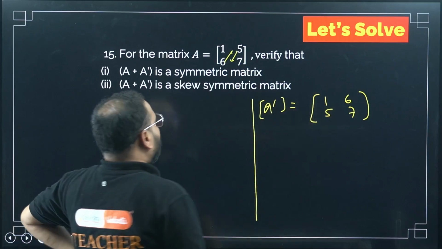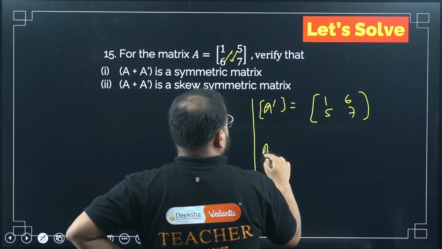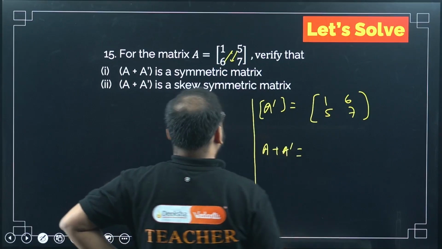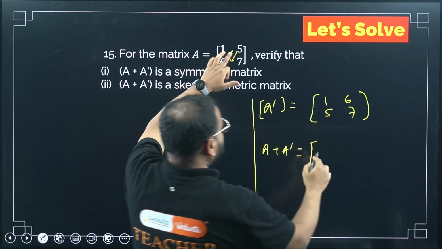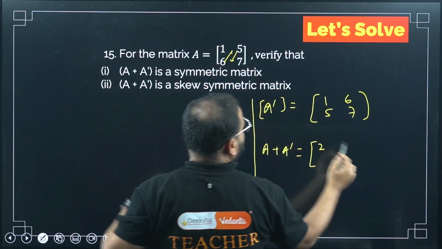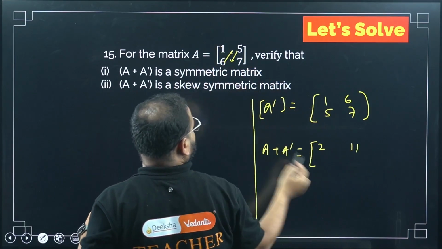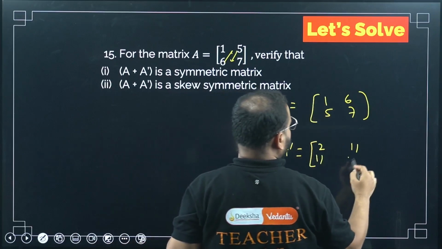Yes? Okay, what are they asking? A plus A transpose. A plus A transpose, bacha. So add this. I hope you are getting these things. So 1 plus 1 will be 2. 6 plus 5 will be what, bacha? 11. And 5 plus 6 will be what? Again 11. 7 plus 7 will be 14.